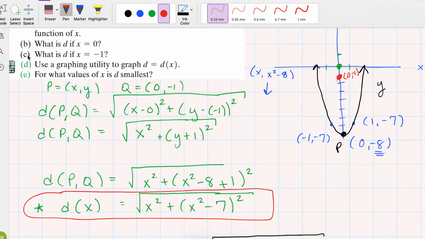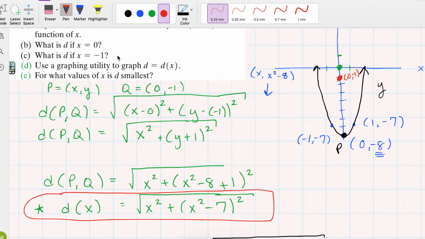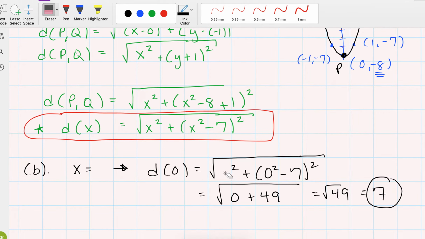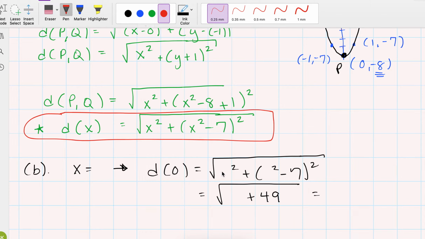Let's try to do part C. What is d if x is equal to -1? So I'm going to plug in -1 wherever I see an x. So this is where a -1 was, and also right here. And so we're going to get -1 squared is 1, plus -1 squared is 1, minus 7. So that's -6 squared. So this is the square root of 37.